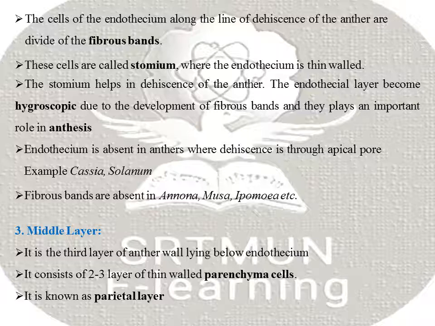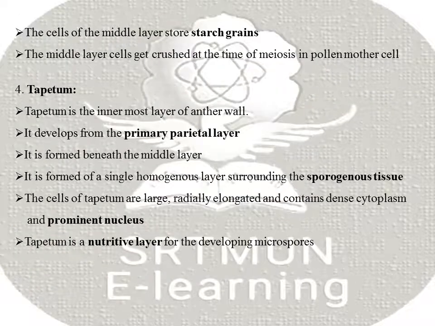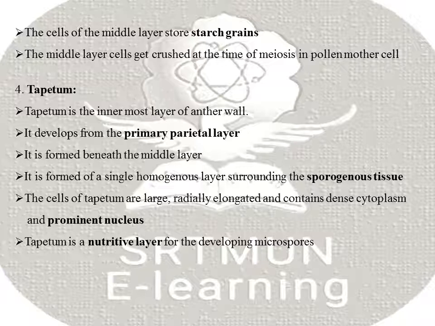Middle layer is the third layer of the anther wall, lying below the endothecium. It consists of 2 to 3 layers of thin-walled parenchyma cells. It is known as the parietal layer. The cells of the middle layer store starch grains. The middle layer cells get crushed at the time of meiosis in pollen mother cells.